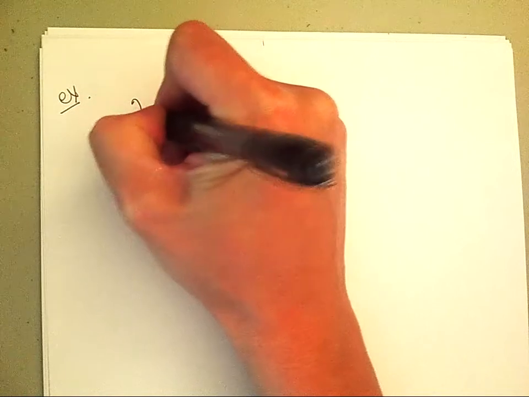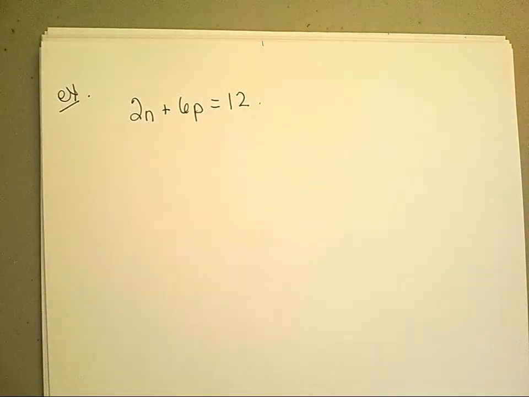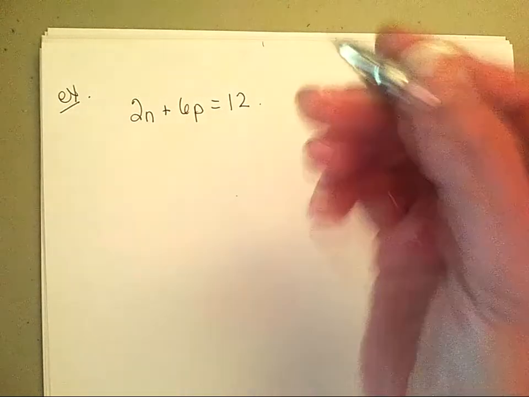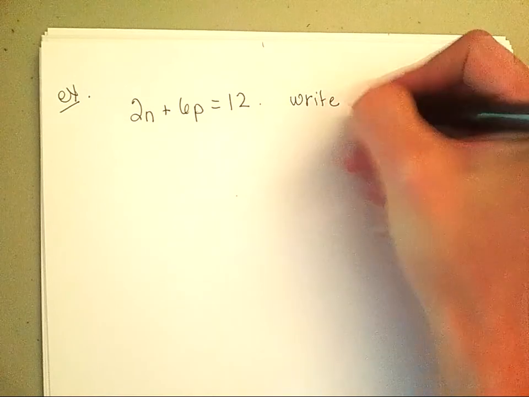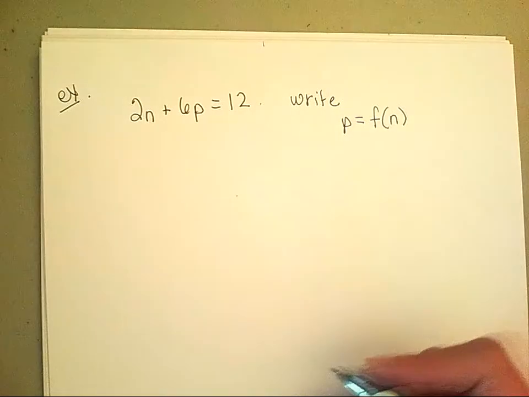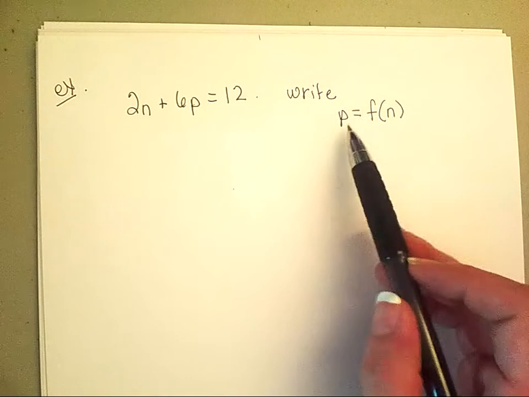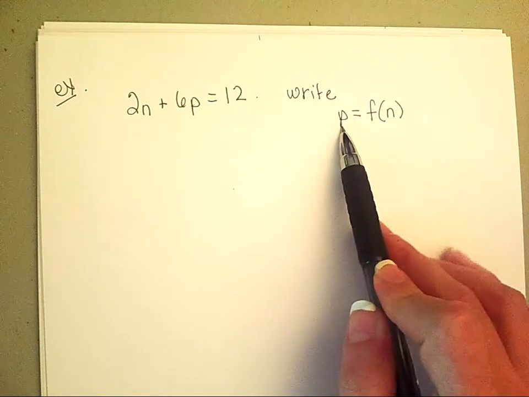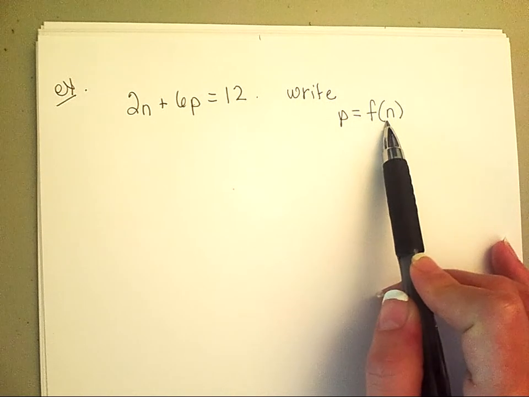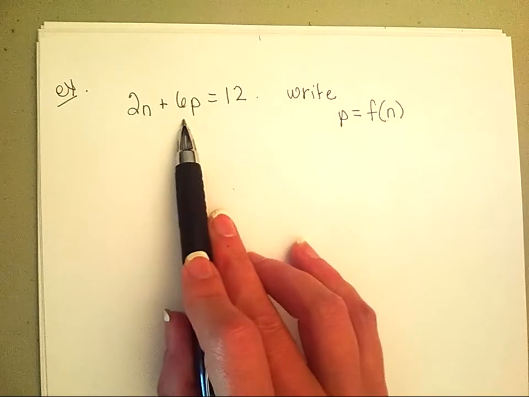Let's say we have an equation 2n plus 6p is equal to 12. Okay, so this is an equation that we have. It expresses a relationship. And now I want to write this where p is equal to some function of n, if this is possible. So the way we're going to go about doing this is that we need to solve for p, and if what's left over is only n's and constants on the other side, we will have succeeded. Okay. So let's solve this for p.